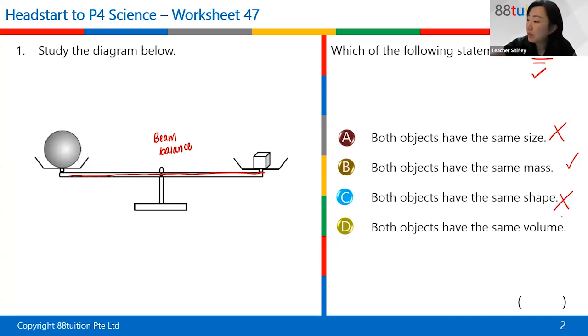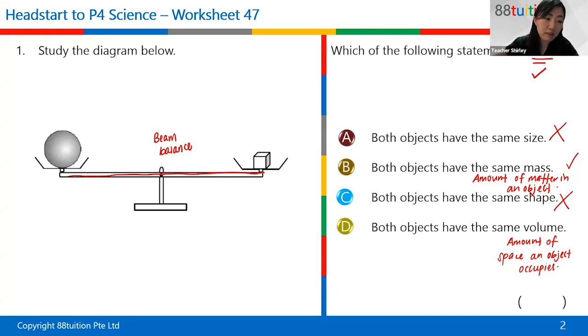Now, when we talk about volume, what do we mean by mass? Okay, mass is the amount, the definition of mass, amount of matter in an object. Then in terms of volume, volume is actually the amount of space an object occupies. Okay, so of course, if you take a look at these two objects, they don't really occupy the same amount of space. In fact, it seems like this ball occupies a bit more space, which means that it has a bigger volume. Okay, so the answer is B.